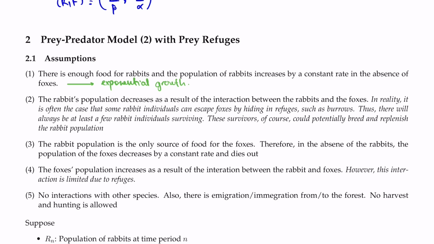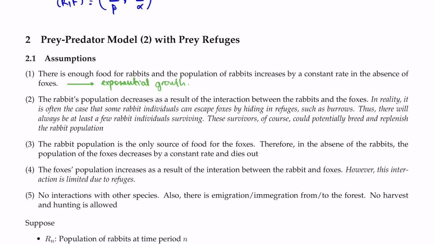So we have a new assumption here that the rabbits will not always be in the open area. Sometimes they will seek refuge and go into hiding, and therefore the predator, the foxes in this case, will not be able to consume the prey, the rabbits, as often as they want compared to the classic model.